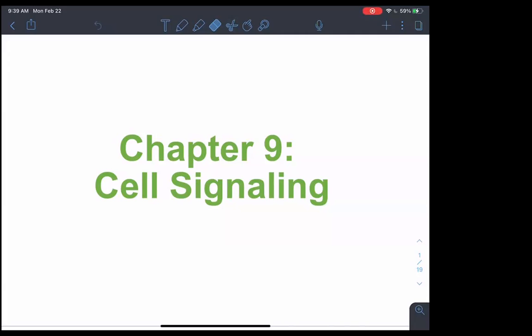Chapter 9 is just such a short chapter that I decided to combine it with the first part of chapter 10. And it's a very, very simple chapter, so we're going to blow right through it.